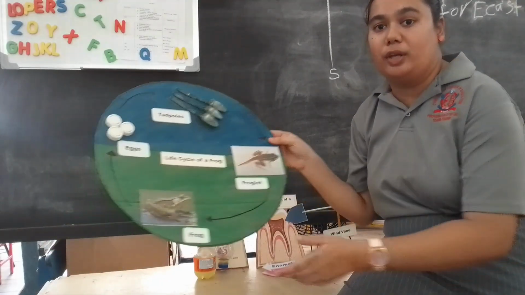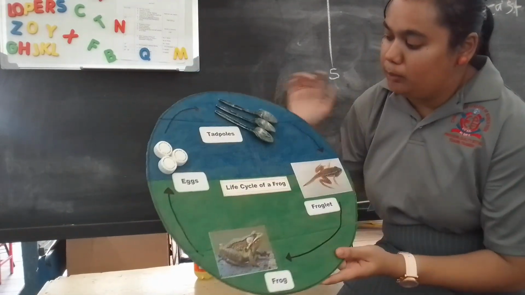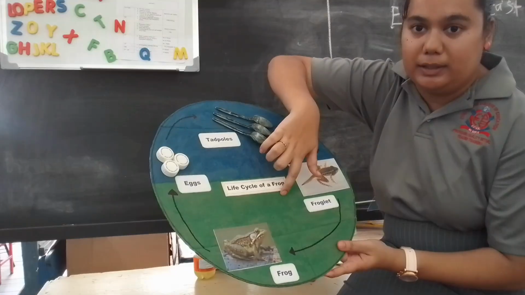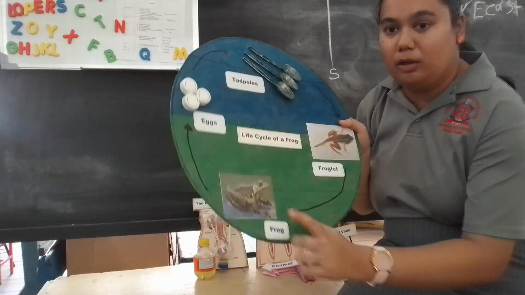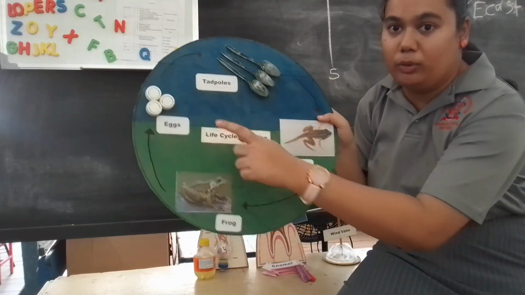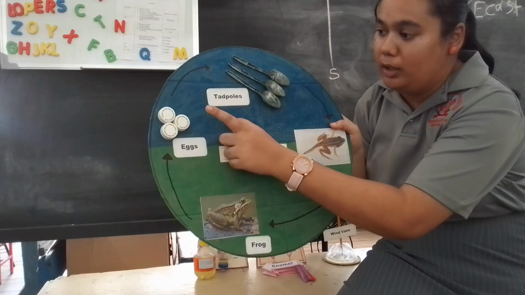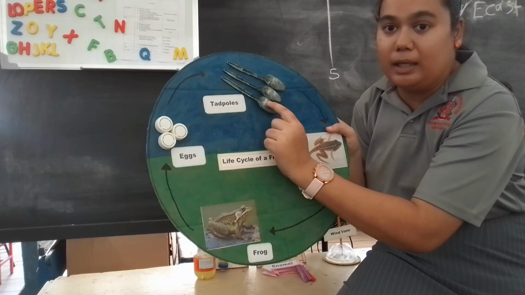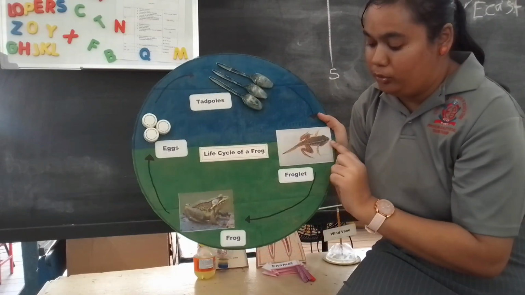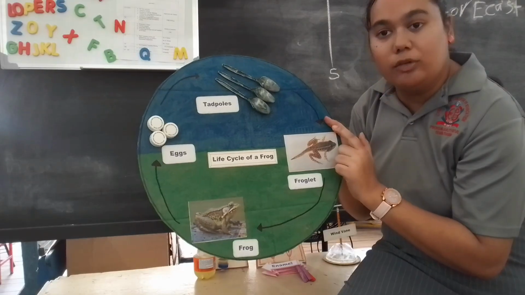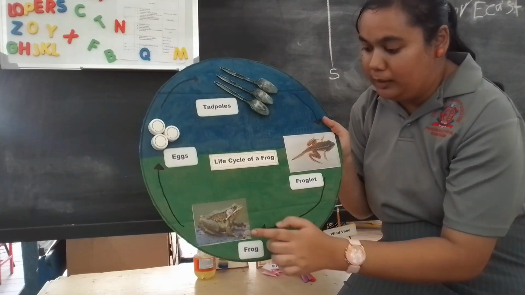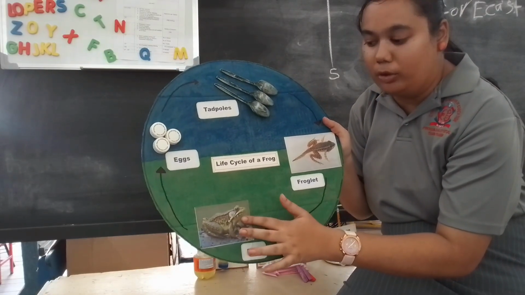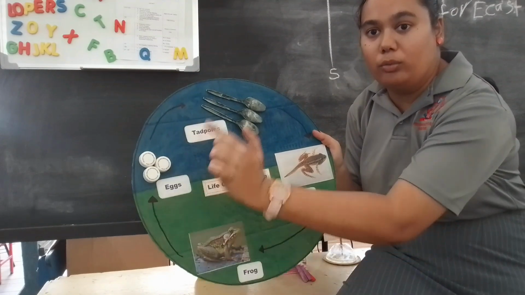First, we have the life cycle of a frog. The blue is water, the green is land. So we have the adult frog here. The adult frog will go into the water and lay eggs. The eggs hatch and become tadpoles. The tadpoles turn into the froglet. The froglet goes into the water, comes onto land, and continues to turn into the frog. And the cycle starts all over again.